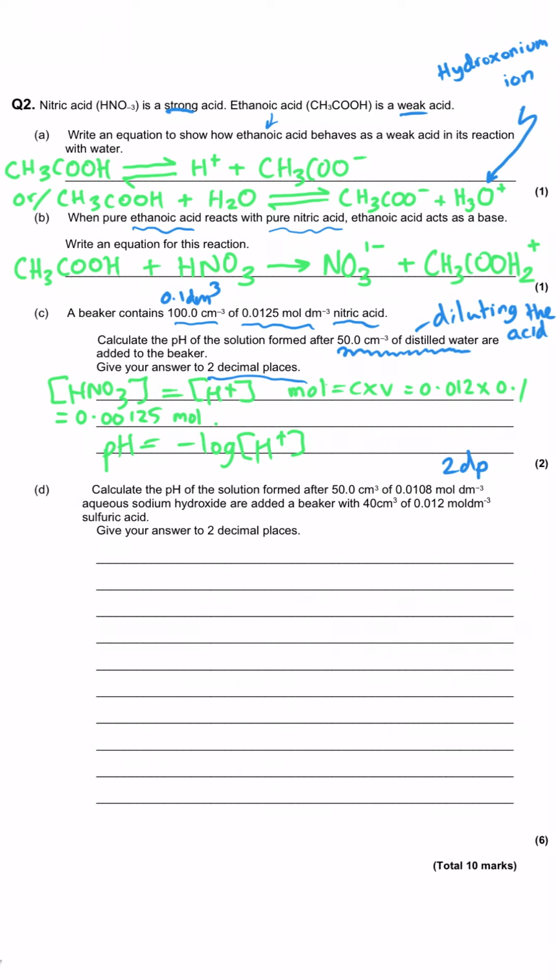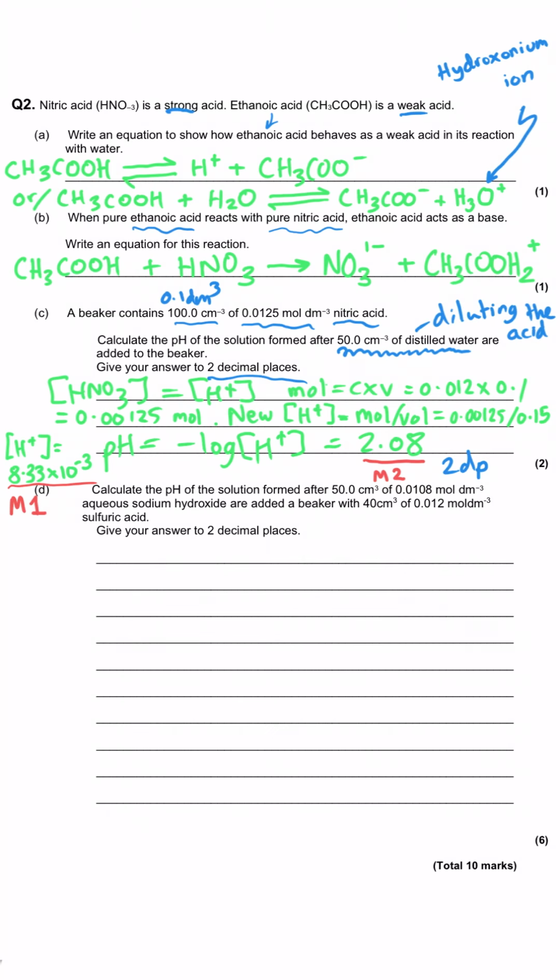And then what we need to do is work out the new concentration because the volume has gone up to 150 cm cubed, or 0.15 dm cubed. So the new hydrogen ion concentration is going to be 8.33 times 10 to the minus 3 moles per decimeter cubed. And then we need to negative log that value, which gives us a pH of 2.08 to 2 decimal points. Must be in 2 decimal points.